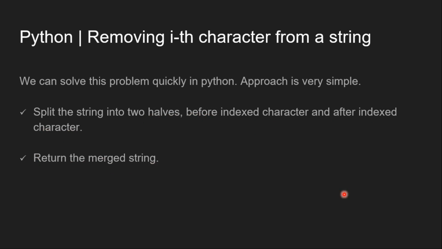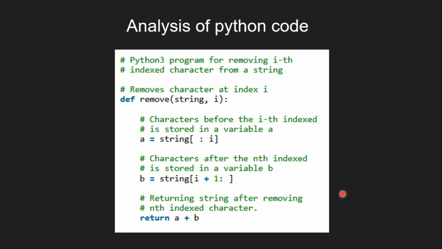Now let's have a look at the implementation of this problem. We have a user defined function which takes two parameters, that is a string and a variable i. Inside the function we have a variable a which stores characters before the ith indexed, and we have another variable, that is b, which stores characters after the ith indexed. Then finally we return the merged string, that is the string after removing the ith indexed character.